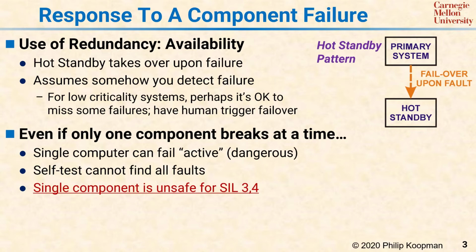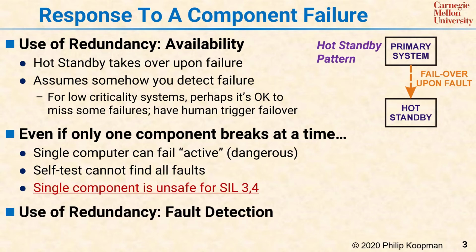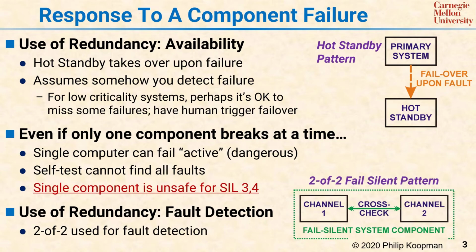A different use for redundancy is for fault detection, as shown by the 2 of 2 fail-silent pattern. With this pattern, there are two identical computers called Channel 1 and Channel 2. Each of those identical channels has its own independent set of inputs, and the two channels run identical software and identical computations. The two channels continually cross-check their internal state by, for example, exchanging digests of internal RAM values. They also cross-check their outputs, although in this presentation we will not draw the output arcs explicitly just to try and keep the diagrams simple.